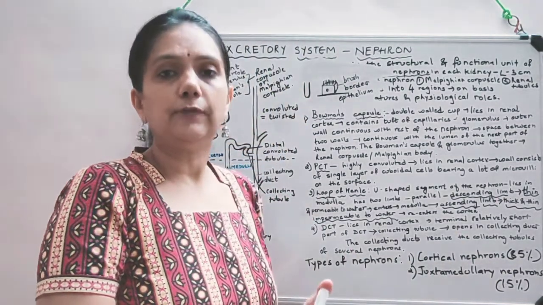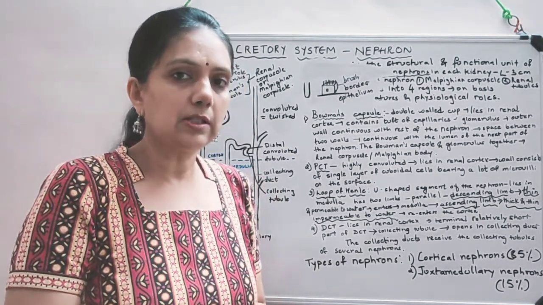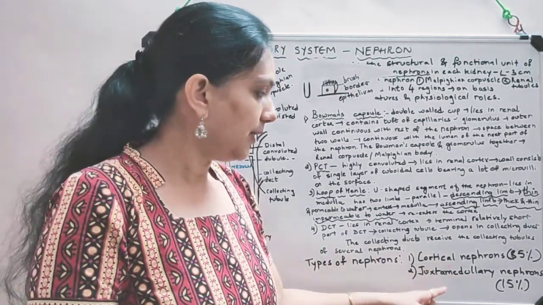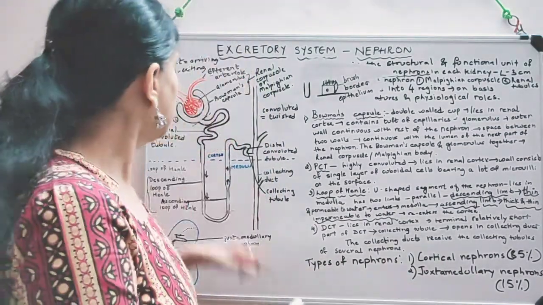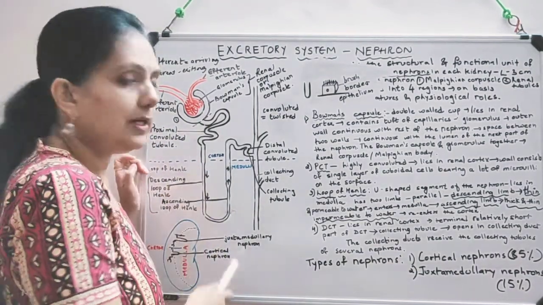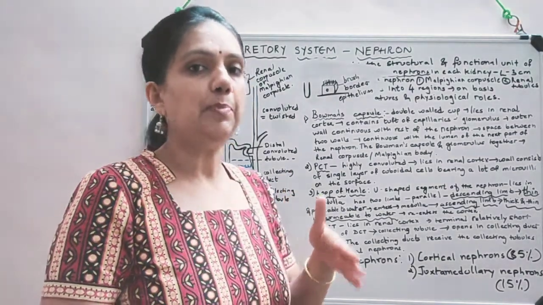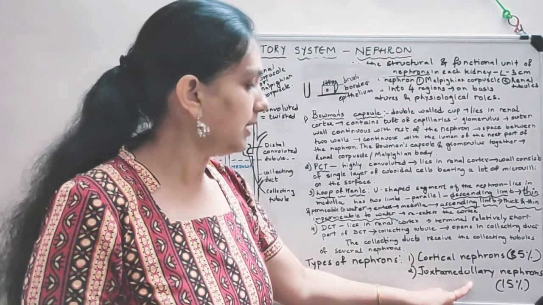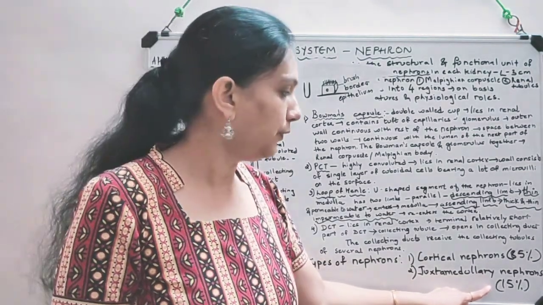And the other type of nephrons are the juxtamedullary nephrons. Juxta means near. Near what? Medulla. So the glomerulus of these nephrons just starts near the medulla, and their loop of Henle runs deep and long into the medulla. So those are the juxtamedullary nephrons, and they are about 15%.